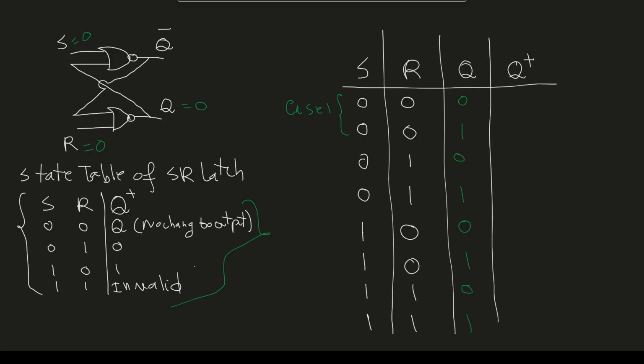For the top NOR gate, we'll have 0 and 0. So 0 NORed with 0, the output Q bar will be equal to 1. Now 1 will come here. For the bottom NOR gate, we'll have 1 NORed with 0, so the output will be 0. So Q plus will be 0.